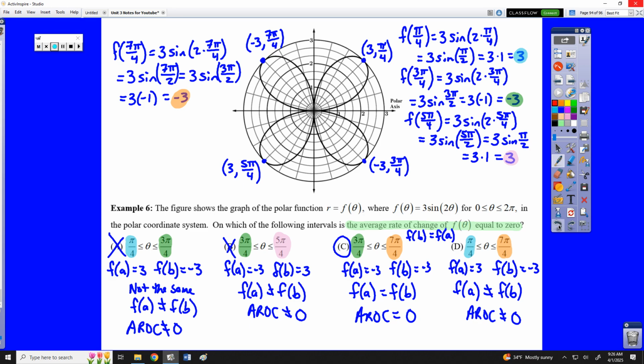So another option is to plug each of your interval values into the function, get the outputs, and then you just have to look at the outputs. Where does f of a equal f of b? Because where f of a is equal to f of b, the AROC is equal to 0.